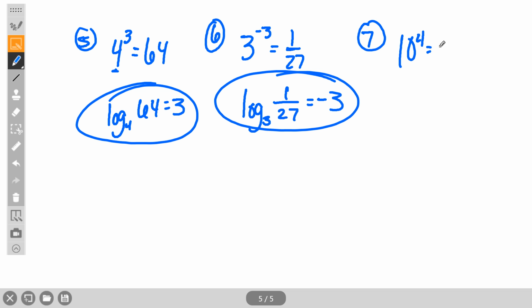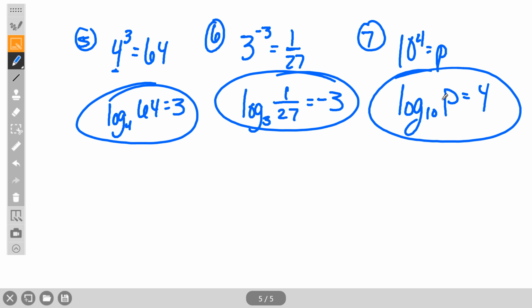10 to the 4 is equal to p, so I take a log, the base stays the same, but these two switch places, so it's log base 10 of p is equal to 4.